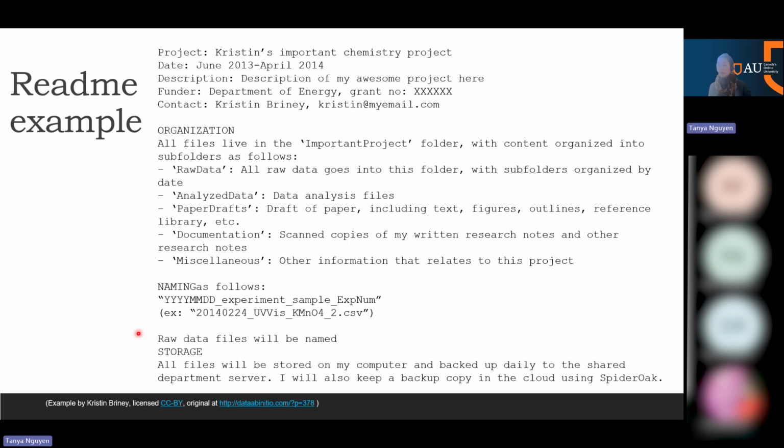And you can also see this is an example of how she's naming her files here by year, experiment, and experiment number. And she's also including how she's storing the data on her computer and how it's being backed up securely in the organization server. And she has a backup copy. And we'll talk a little bit about storing data and backing up your data as well later on.